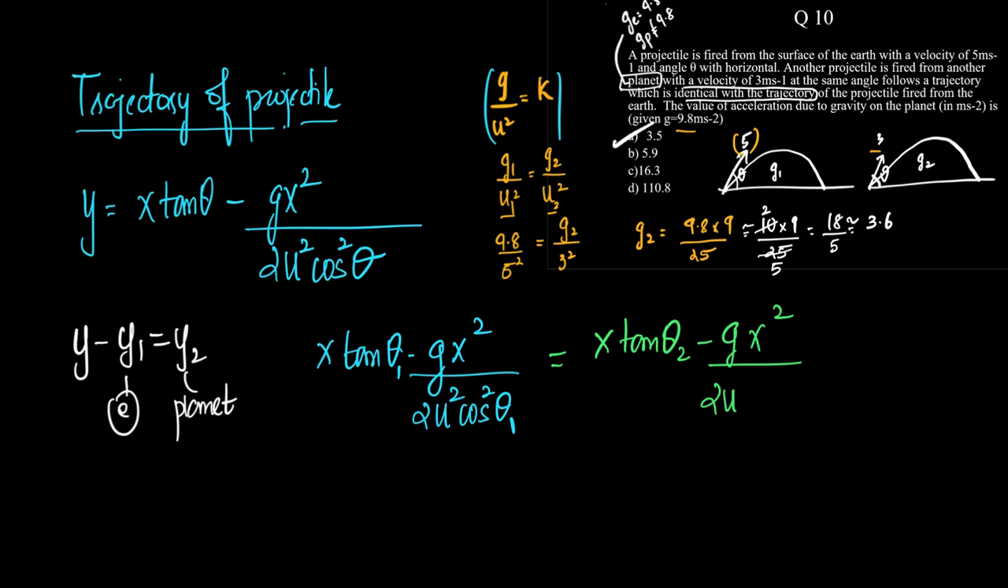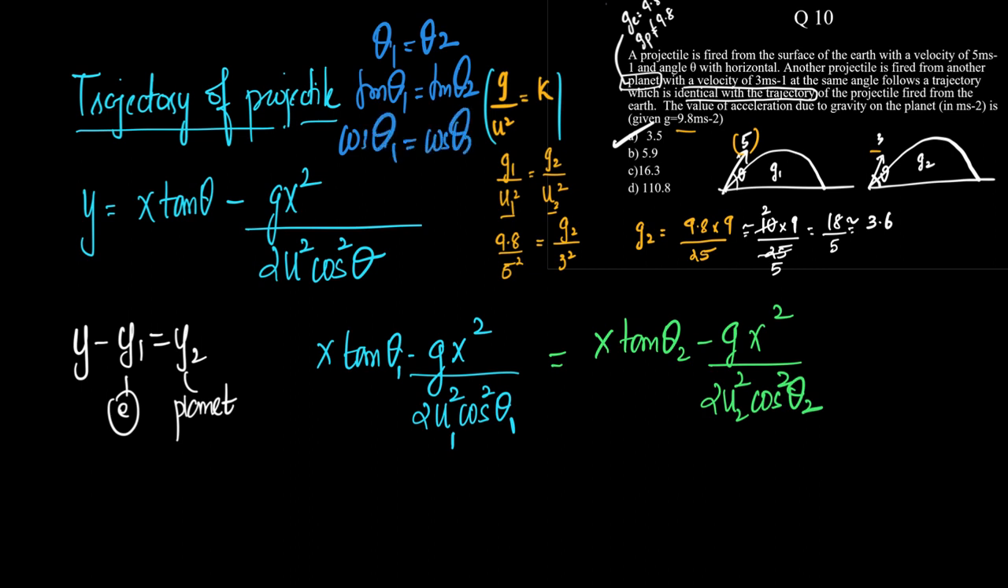So this should be u1 square, right? Yeah, 2u1 square and then 2u2 square into cos square theta 2. Now since both of them are launched at the same angle, we can say that theta 1 is equal to theta 2. Therefore tan theta 1 should be equal to tan theta 2. Therefore cos theta 1 should be equal to cos theta 2, which means x tan theta 1 is equal to x tan theta 2. Those two terms will get cancelled.